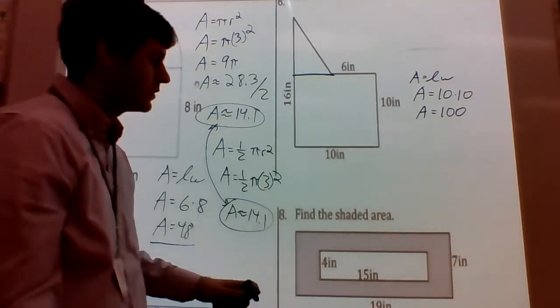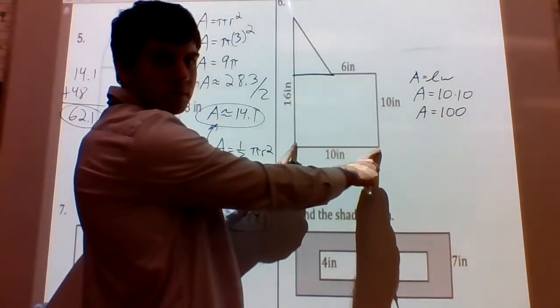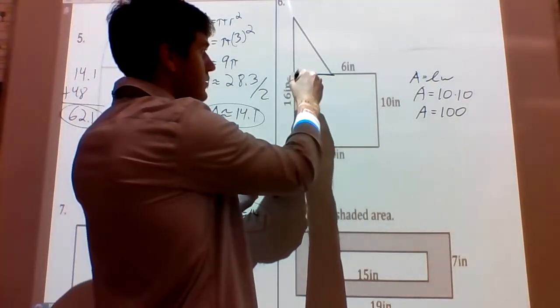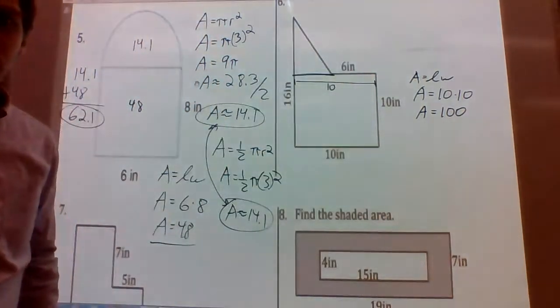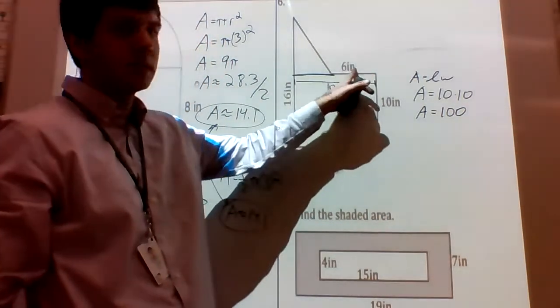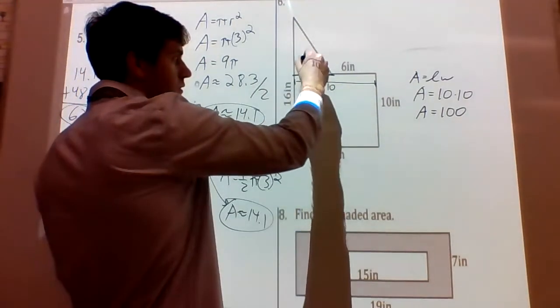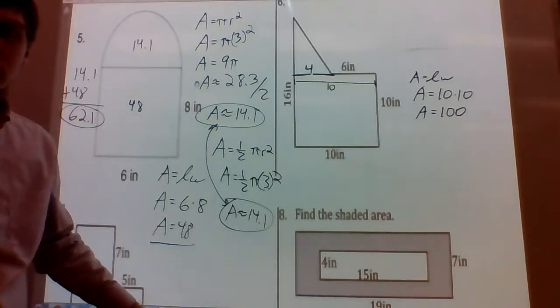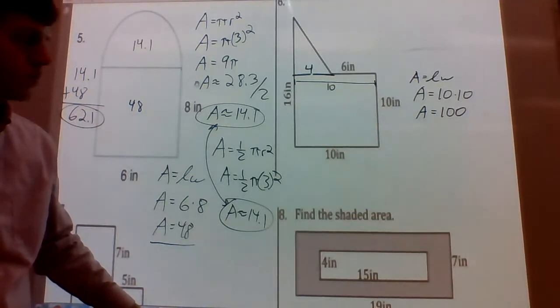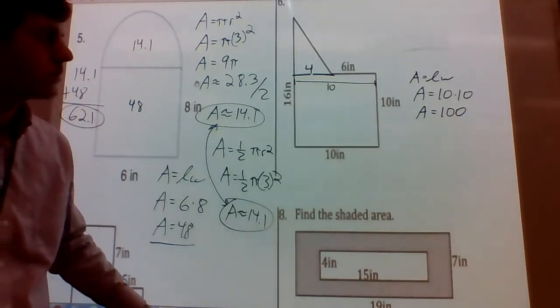We know that this distance right here is 10. So we know this distance here is 10. So if this piece is 6, we have to do 10 minus 6 to give us 4. So the base of the triangle is 4.